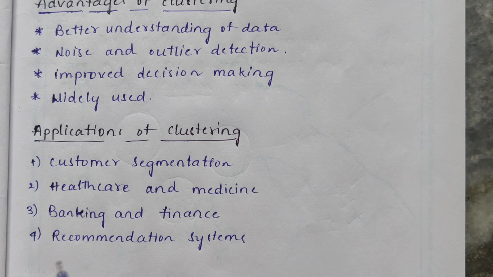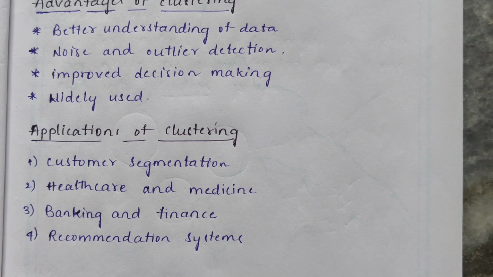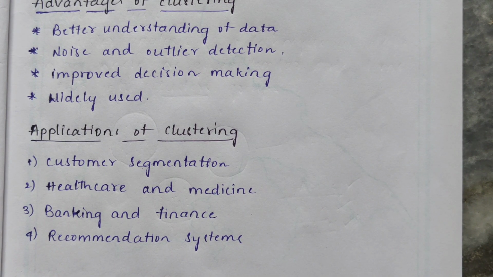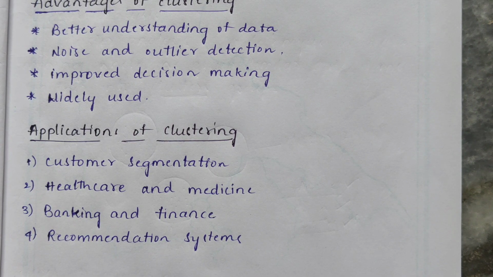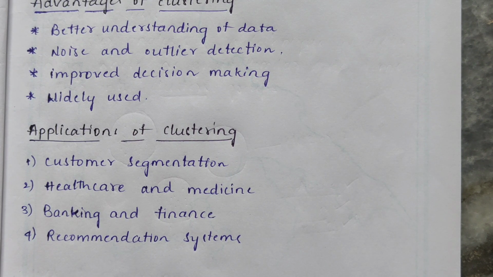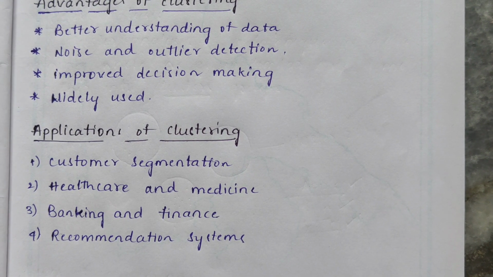And the third one is banking and finance. Here clustering helps in fraud detection and risk management. And also clustering in banking helps identify customer spending patterns and detect unusual or fraud transactions. In this way, clustering helps in banking.